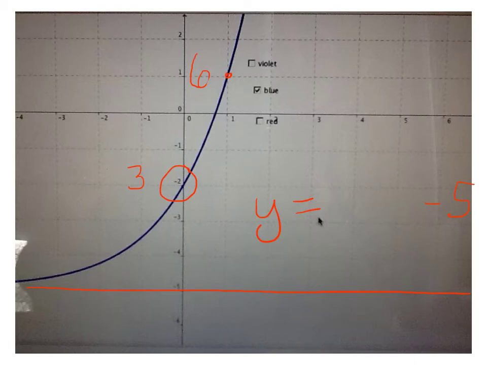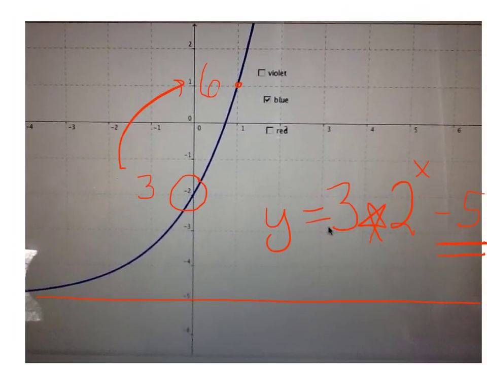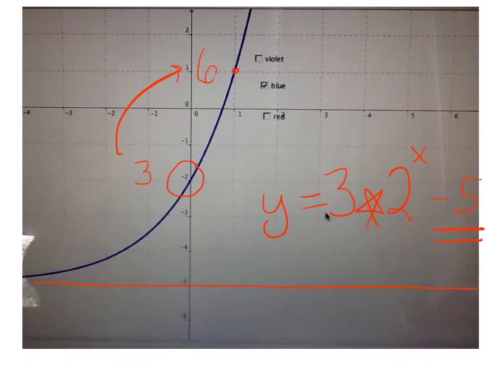So we'd have to ask ourselves, if I'm starting at 3, that means my starting value is 3, and I'm going from 3 to 6, I'm multiplying by 2, so it's 2 to the x. And then afterwards, to get that to shift down, because otherwise it would be sitting way up here, going up at 3, to get it to shift down to this spot here, to sit on this, I need to have that -5 afterwards to move it down 5 spots.